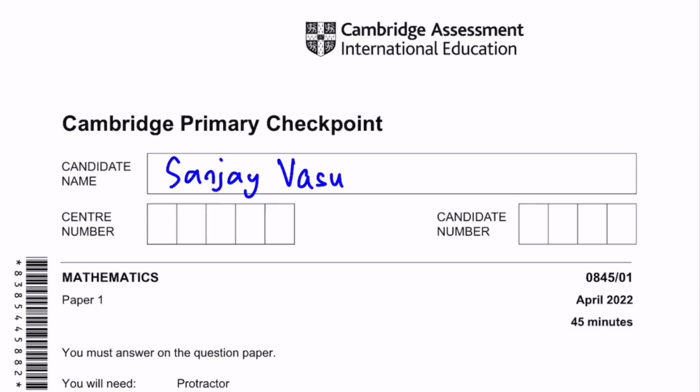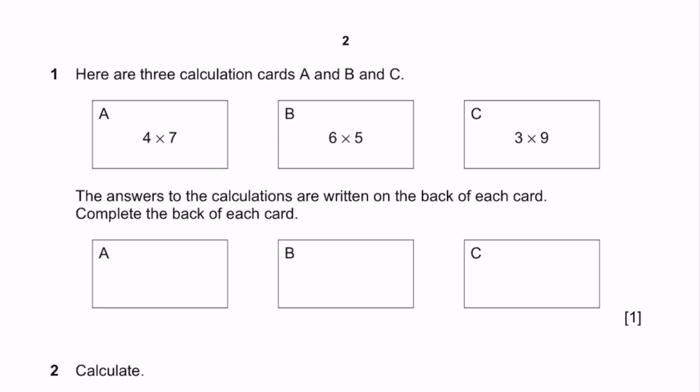This time I'm going to be doing a video on Cambridge Primary Checkpoint Mathematics Paper 1 for April 2022. Let's start. Question 1. Here are three calculation cards A, B and C. The answers are written on the back of each card. Complete the back of each card. 4 times 7 for A is 28. 6 times 5 for B is 30 and 3 times 9 for C is 27.